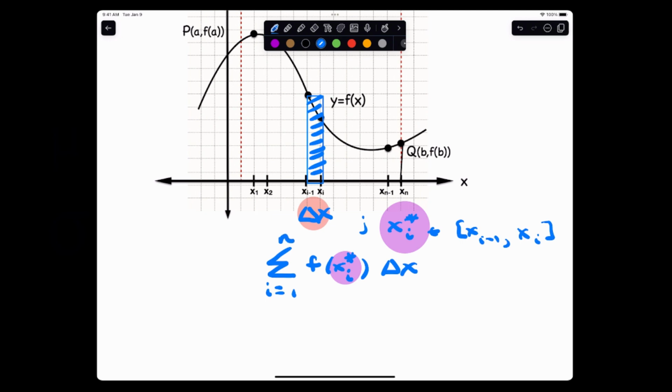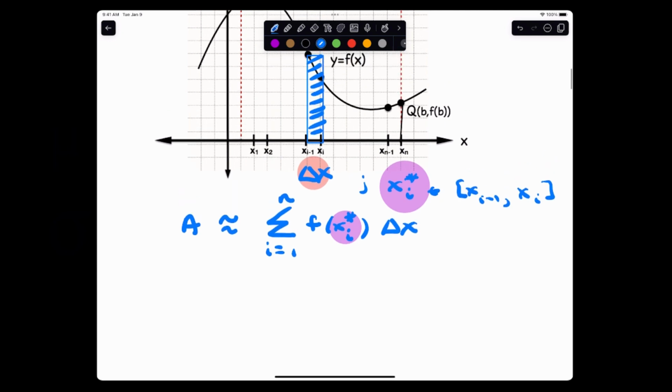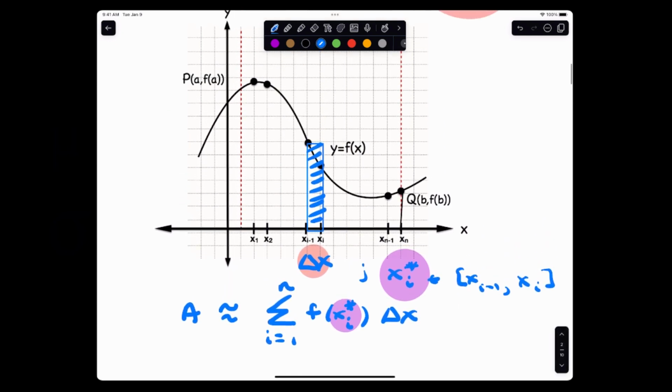So there's this finite sum of rectangles that approximates your area. Now, this is called, by the way, a Riemann sum. But let me actually give you guys some more information. The question now is this. Yes, your area is approximately this, right? This is an approximation. We've seen that yesterday.